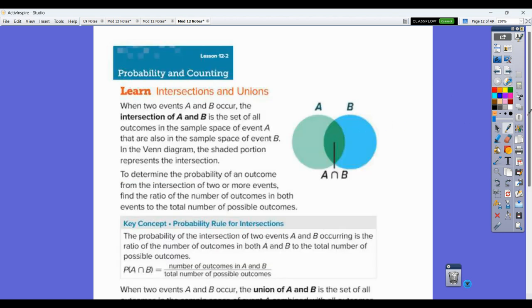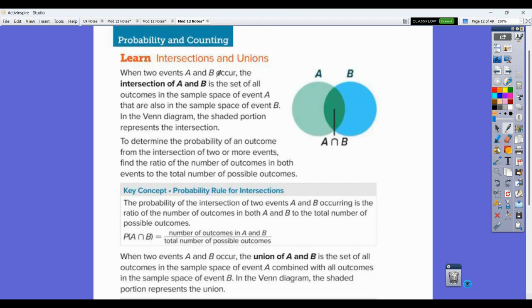Okay, so we're talking Venn diagrams here. We're going to talk about the terms intersections and unions. So when two events, A and B, occur, the intersection of A and B is the set of all outcomes in the sample space of event A that are also in the sample space of event B. Okay, in the Venn diagram, the shaded portion represents the intersection. So this is the intersection right here. So we've got the word intersection. We've got the symbol for intersection, which is this upside down U.